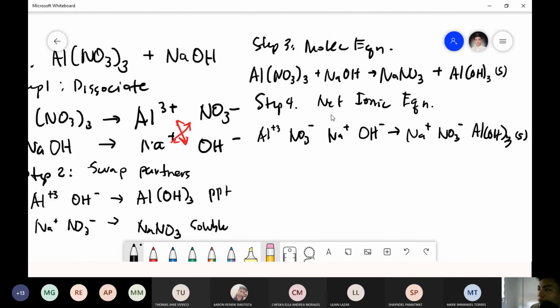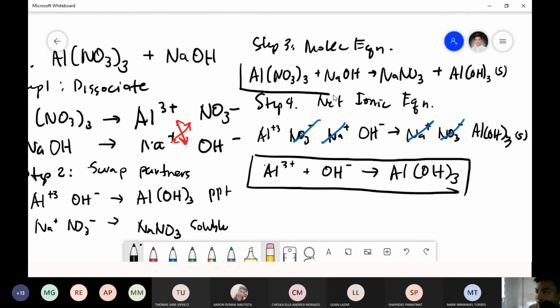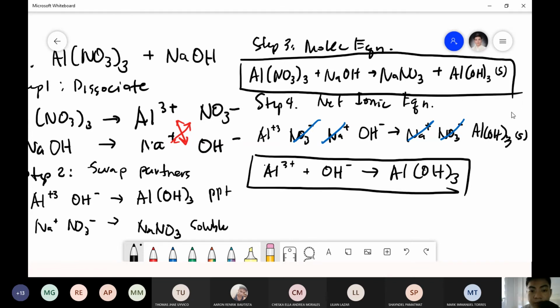Okay, so yan. You cancel similar terms, sodium and nitrate. Okay, and ano yung natira? Ang natira ay aluminum OH minus, producing the final product. So that's your net ionic equation. Okay? So ganun lang. You really just have to be familiar with the solubility rules.